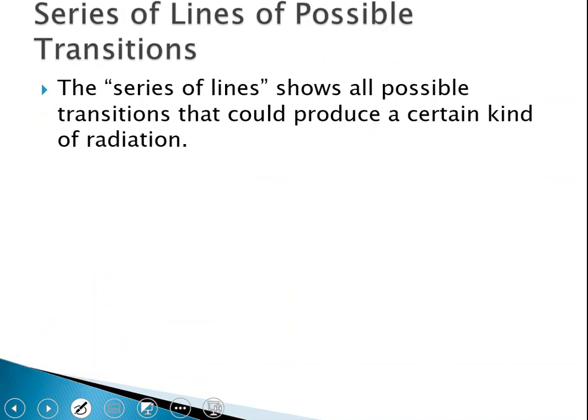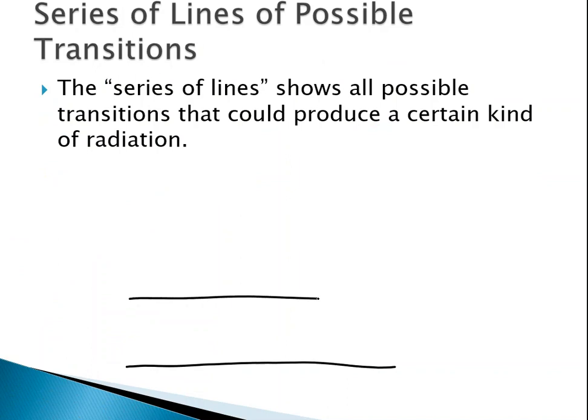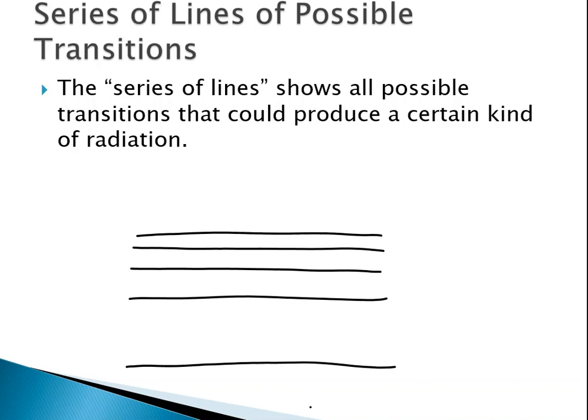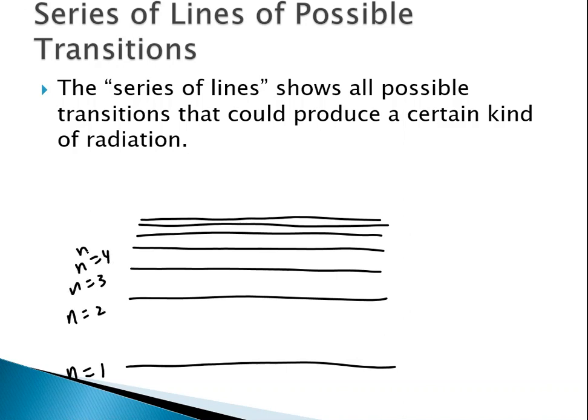So what you're going to be asked to do is show the series of lines that could be produced, the series of lines that represent the transitions that could produce a certain type of radiation. So 1, 2, 3, 4, 5, 6, 7. Gets tough to label when they get close together.